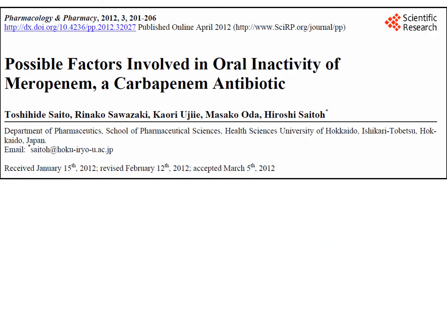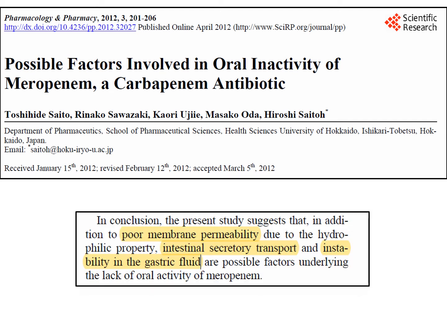Thienamycin, along with all FDA-approved carbapenems, are poorly absorbed from the GIT. The reasons behind the bad oral bioavailability include instability in gastric fluid, poor membrane permeability, and intestinal secretion by secretory transporters.